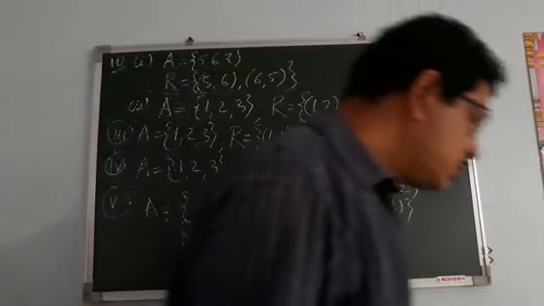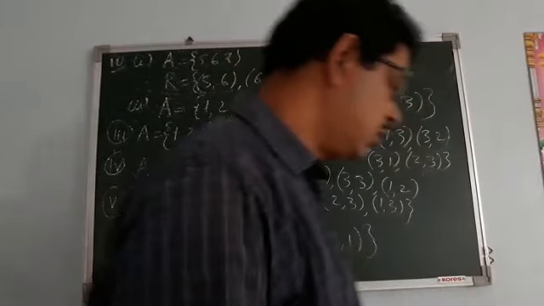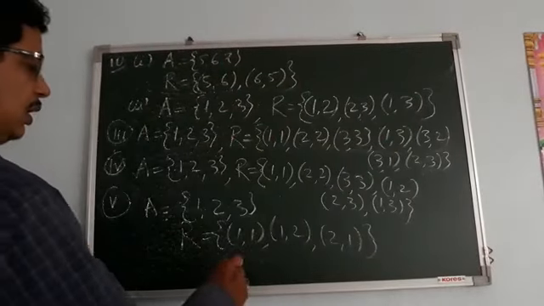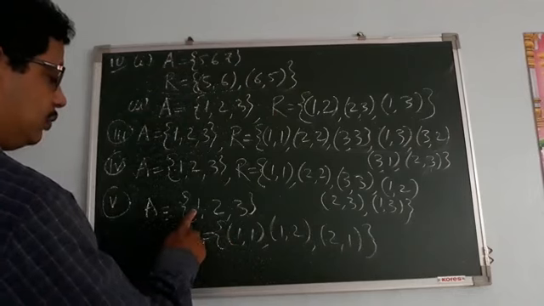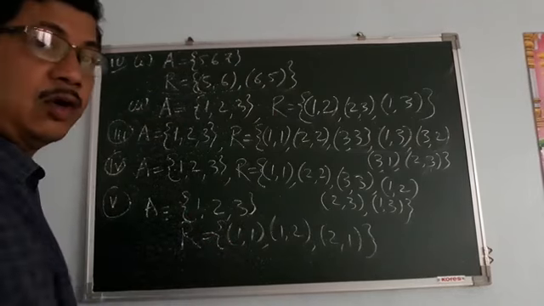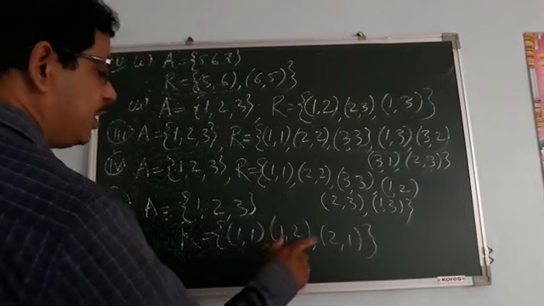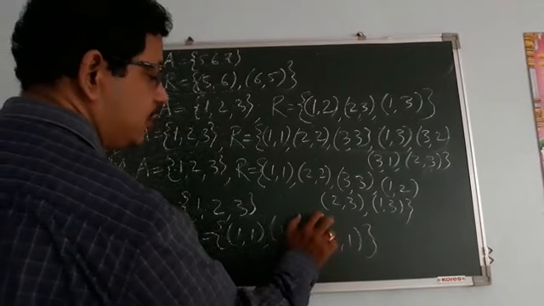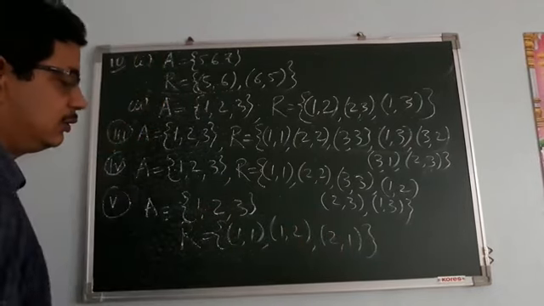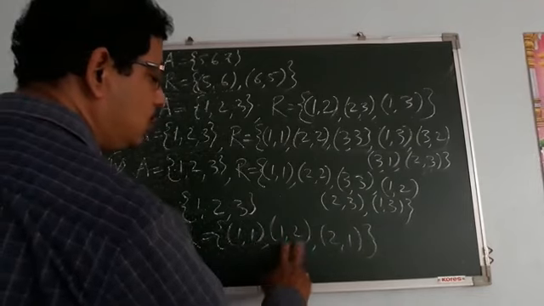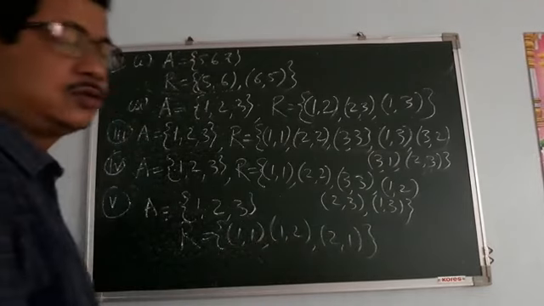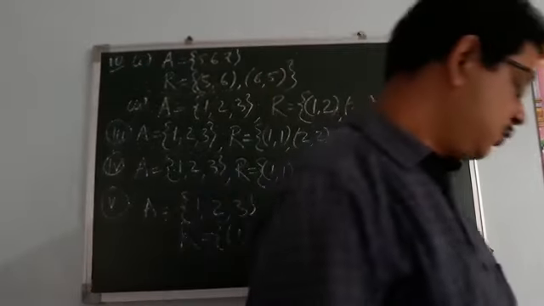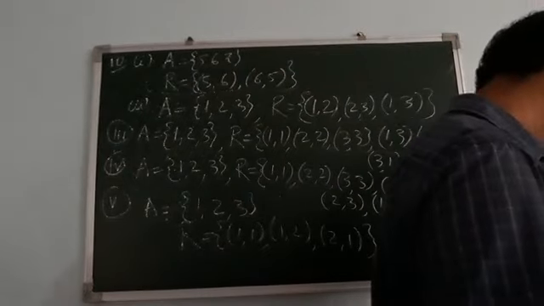So last one is what? Symmetric and transitive but not reflexive. Not reflexive because (1,1), (2,2), (3,3) are not there. Transitive because (1,2), (2,1) is there; if you hide, (1,1) is there. Symmetric because (1,2), reverse (2,1) is there. So this is your answer of question number 10.